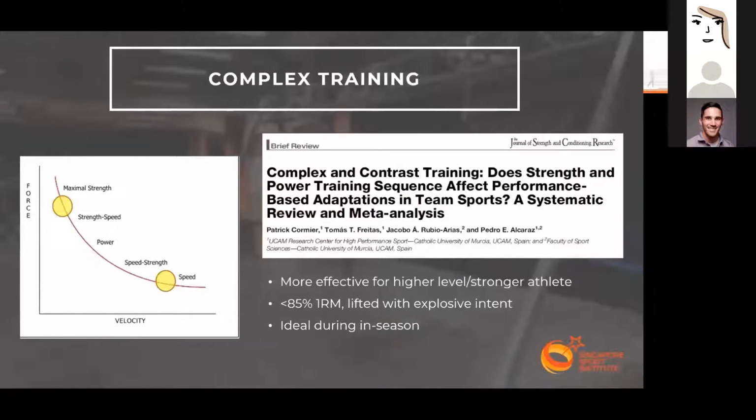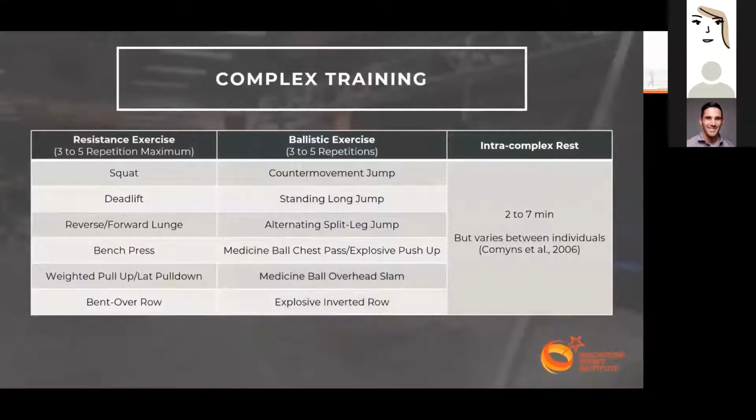It appears that this method is also more effective for higher level or stronger athletes, and that more than 6 weeks is necessary to see meaningful improvements in sport performance. Sub-maximal loads of less than 85% of 1 RM are also recommended, especially during in-season, as it provides an optimal yet safe approach for training. Here are some examples of complexes matching heavy bulk resistance exercises with a mechanically similar ballistic exercise.